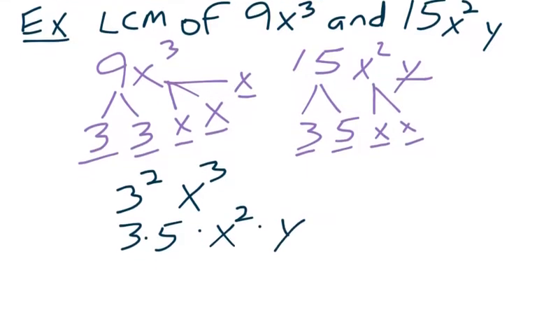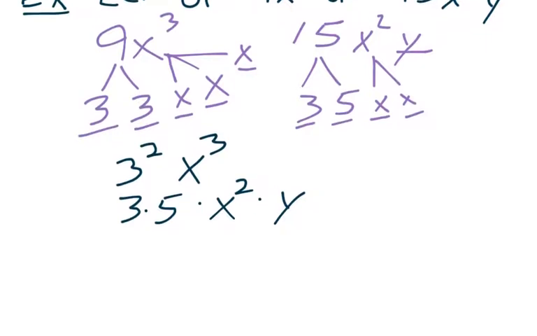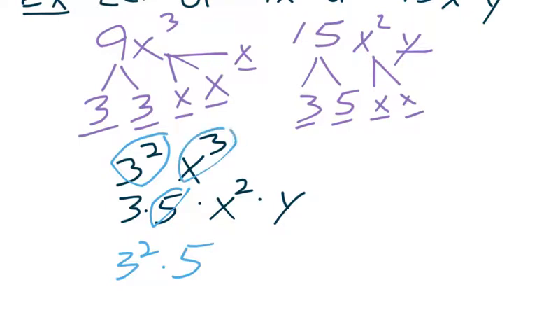Now take your time on this. You're wanting to circle the greatest power for each factor. So for the 3, the greatest one is to the second power. So 3 squared. For the 5, the greatest one is just to the first power. So just 5. For the x, the greatest power is to the third power. So x to the third. And then for the y, the greatest power is just y to the first.